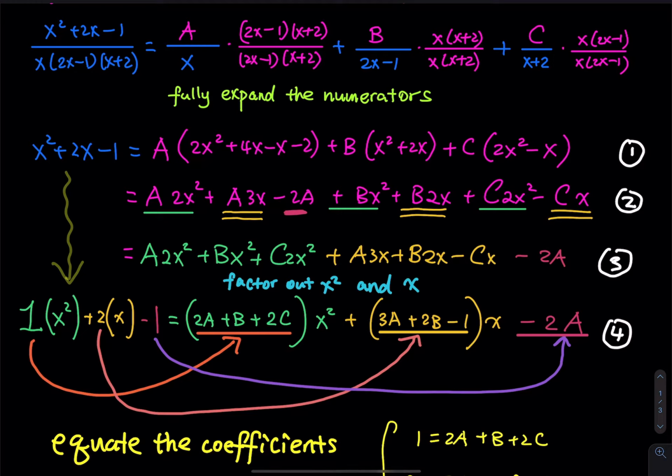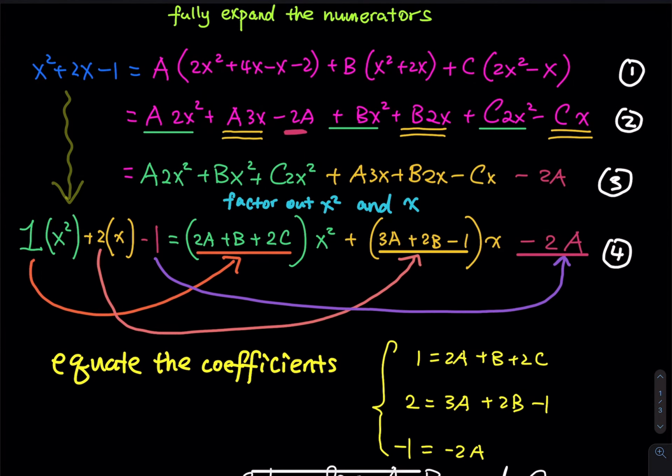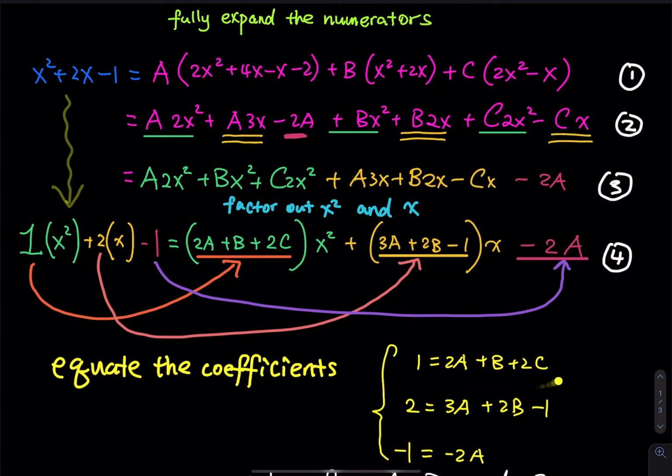So for x squared on the right hand side of the equal sign, what is the coefficient of x squared? X squared is right here. The coefficient is 2A plus B plus 2C. You equate that to 1, because on the other side, the coefficient of x squared is 1. So 1 is equal to 2A plus B plus 2C. Look at the system I wrote. This is called equating the coefficient. And then what about the first power? On the right hand side, we have 3A plus 2B minus C. That is equal to the coefficient of the first power, which is 2.